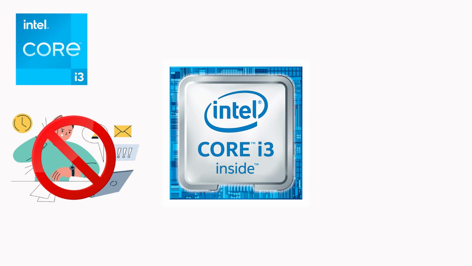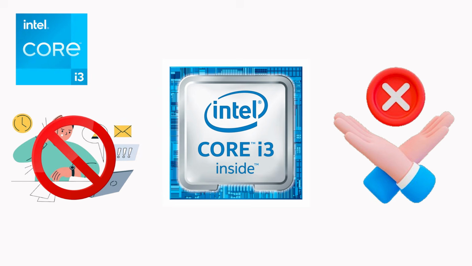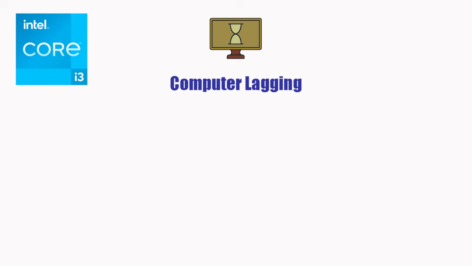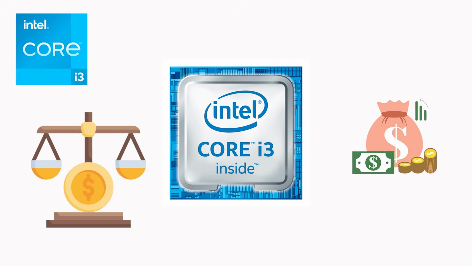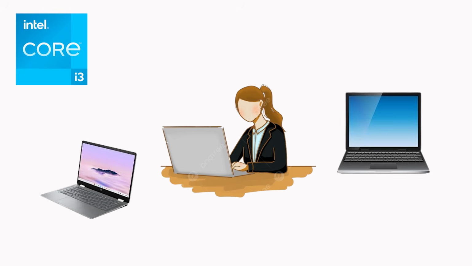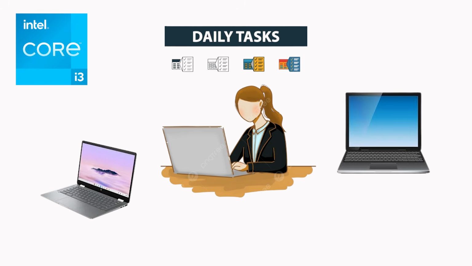However, Core i3 is not made for heavy tasks. If you try modern high-end games, video rendering, or heavy software, you will see lagging and stuttering in your computer. That's because Core i3 is built for budget performance, not high-end power. Core i3 is popular because it's affordable. Also, it's perfect for people who want a budget PC or laptop that still works smoothly for everyday tasks.